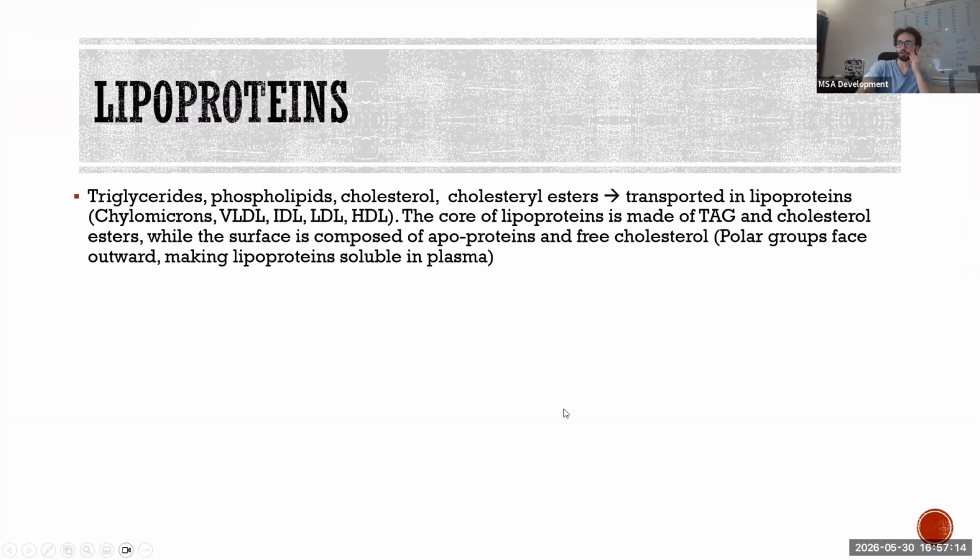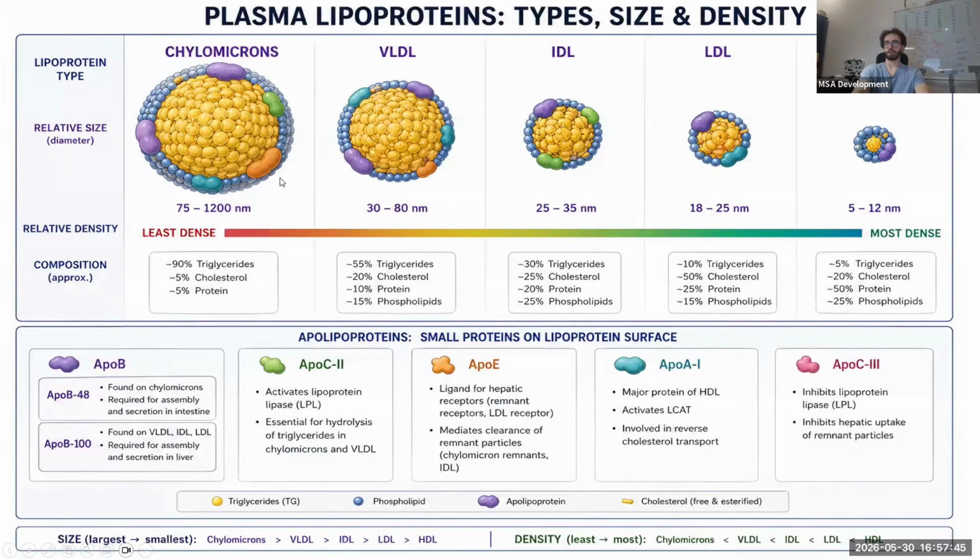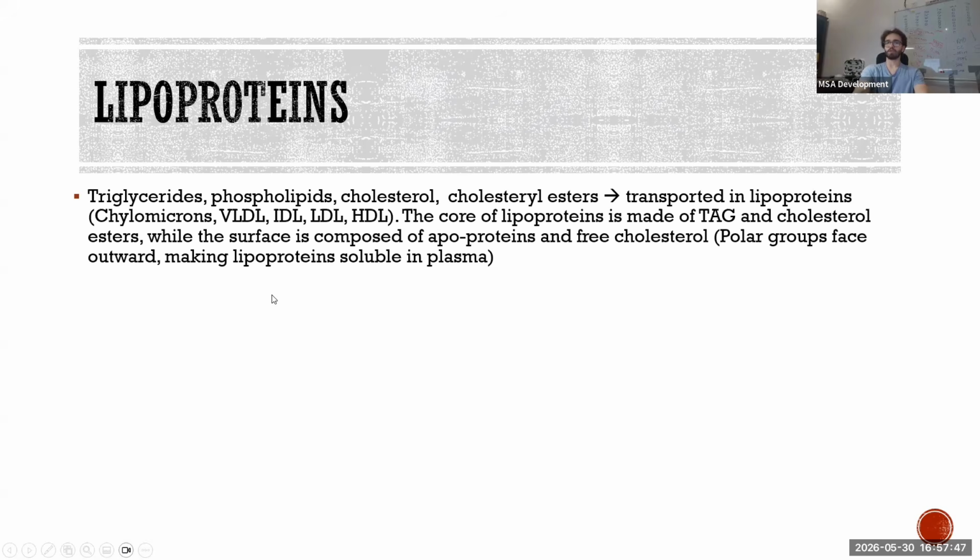Now, basic information: triglycerides, phospholipids, cholesterol, and cholesterol esters, all of these substances and proteins, they are transported in lipoproteins. They are the carriers. What are the lipoproteins? Chylomicrons, VLDL, IDL, LDL, and HDL. Okay. Now, the core of the lipoprotein, what is it made of? You don't need to know this, just basic information. It's made of TAG and cholesterol esters, while the surface is made of apoproteins. We said this already, the surface here, apoproteins, with the polar groups facing outwards, making lipoproteins soluble in plasma, not very important.